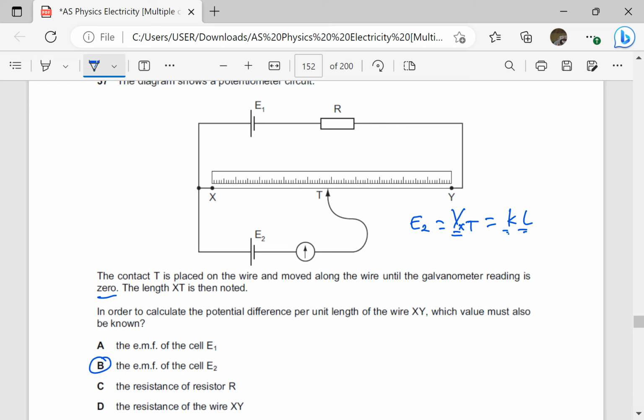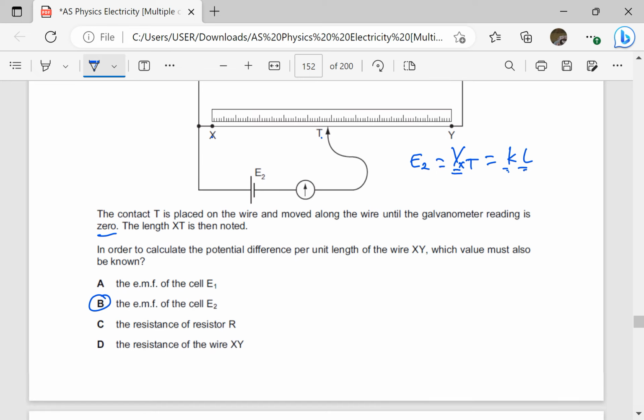So if I know the PD across XT, then I can get the PD per length. Then I can use that PD per length for other purposes. So that is the purpose of a potentiometer, to compare PDs or to compare EMFs.